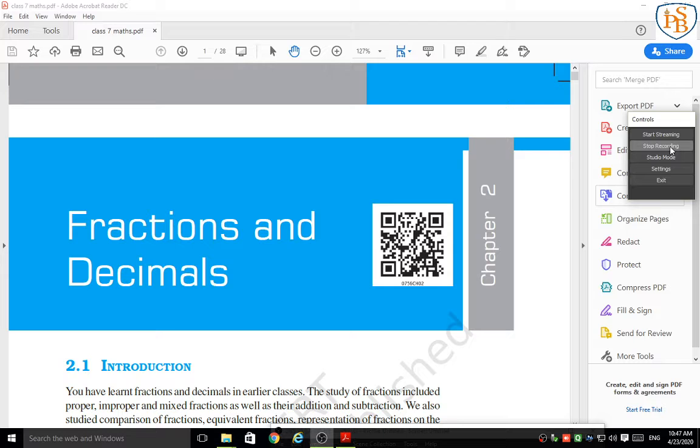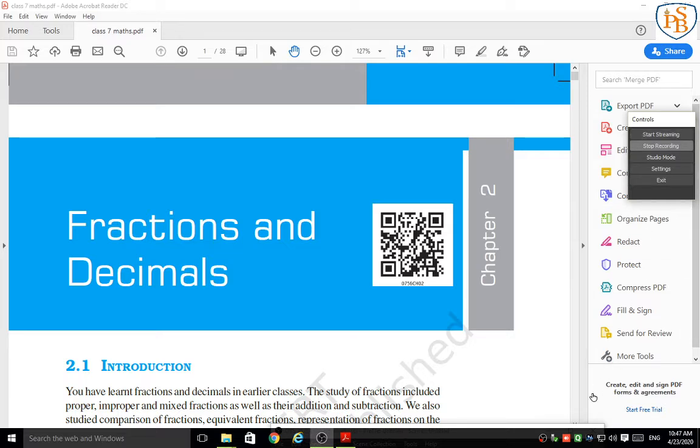Students, you have learned fractions and decimals in earlier classes. The study of fractions included proper, improper and mixed fractions, as well as their addition and subtraction. We also studied comparison of fractions, equivalent fractions, representations of fractions on the number line and ordering of fractions. Our study of decimals included their comparison, their representation on the number line and their addition and subtraction. We shall now learn multiplication and division of fractions as well as of decimals.